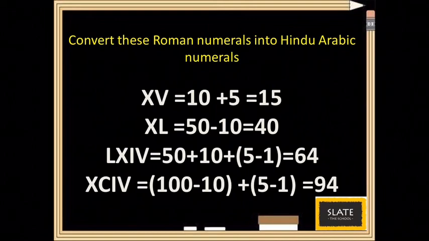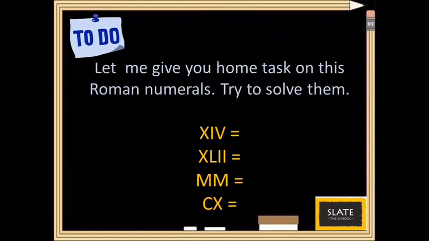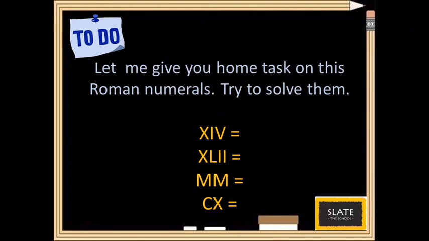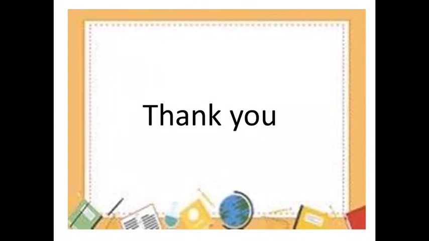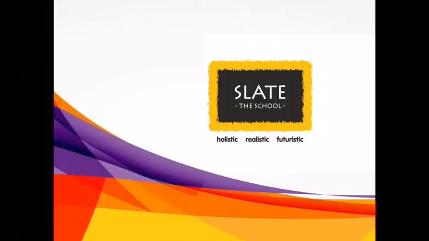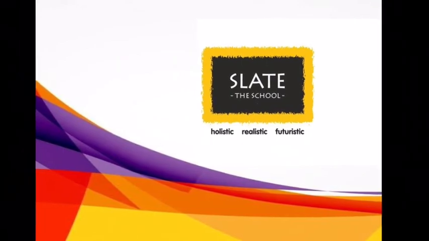With this, now you all can convert Hindu-Arabic to Roman and vice versa. Let me give you home task on these Roman numerals. Try to solve them. First one, XIV is equal to. Second one, XLII is equal to. Third one, MM is equal to. Fourth one, CX is equal to. We have completed our first chapter with this. Try to watch the earlier and this video once again.